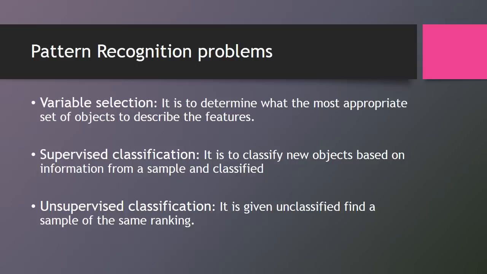For pattern recognition problems, we have three aspects. Variable selection, which is to determine the most appropriate set of features to describe the objects. Supervised classification, which is to classify new objects based on information from a sample of classified objects. And unsupervised classification, which is given a sample of unclassified objects, to find a structure of classes in the sample.